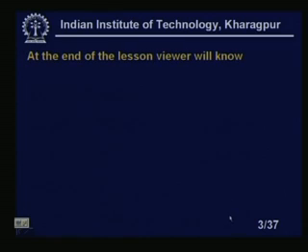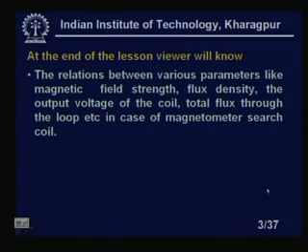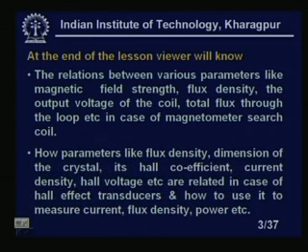At the end of the lesson, the viewer will know the relation between various parameters like the magnetic field strength, flux density, the output voltage of the coil, and total flux through the loop in the case of the magnetometer search coil. And in the case of Hall effect transducers, we will know how parameters like flux density, dimension of the crystal, its Hall coefficient, current density, and Hall voltage are related, and how to use it to measure the current, flux density, power, etc., in this particular lesson.